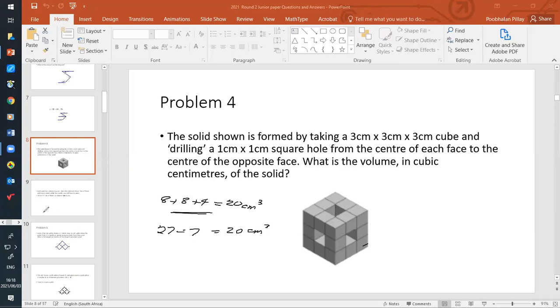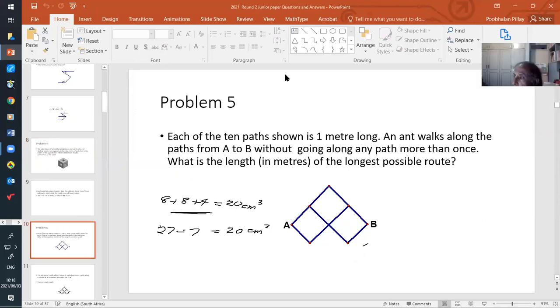All right, so the 11 people who got all 4 correct. Okay, so maybe most of them would have been stumped with problem number 4. Okay, so let's go to problem number 5 now. Problem number 5.